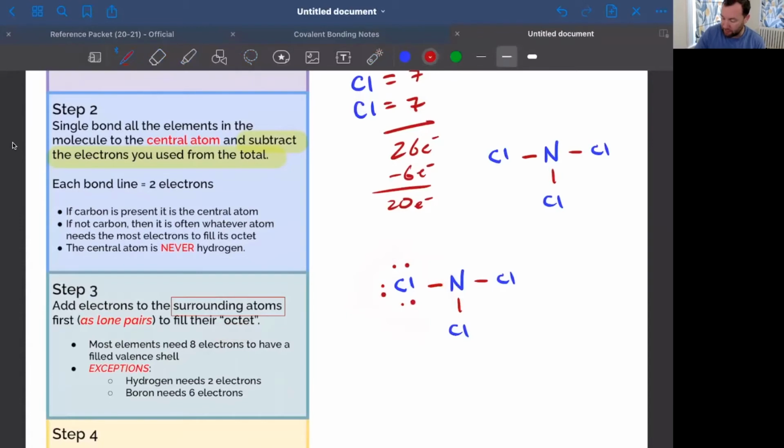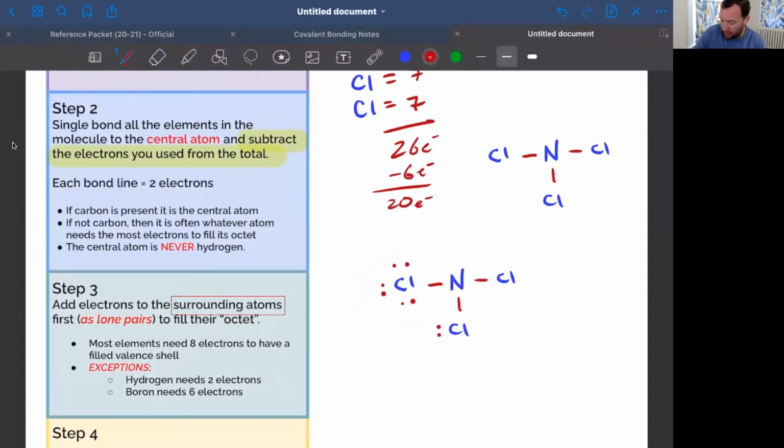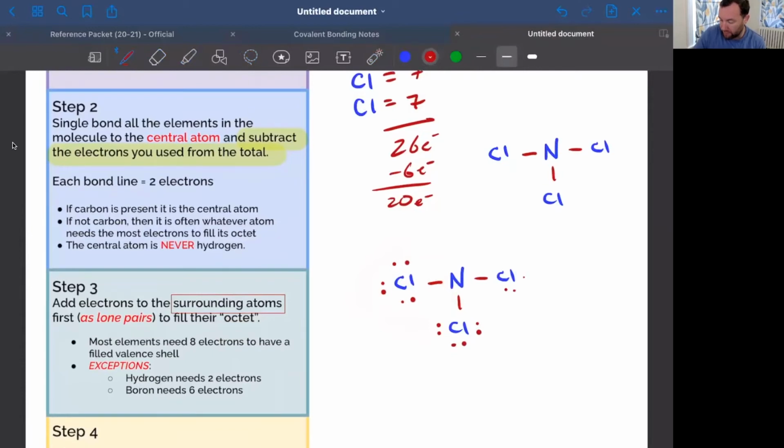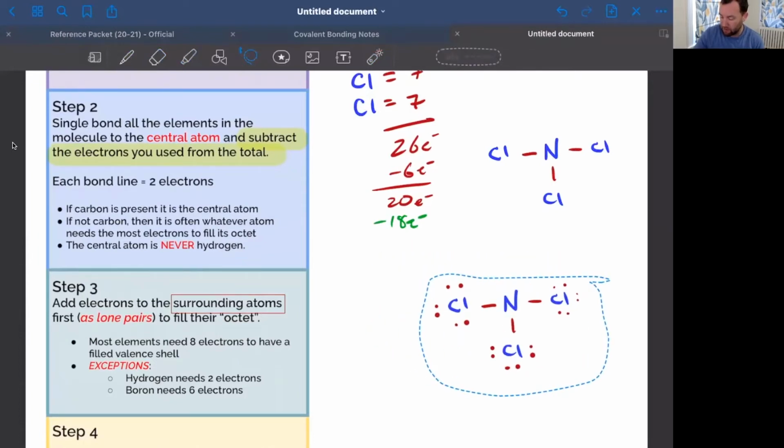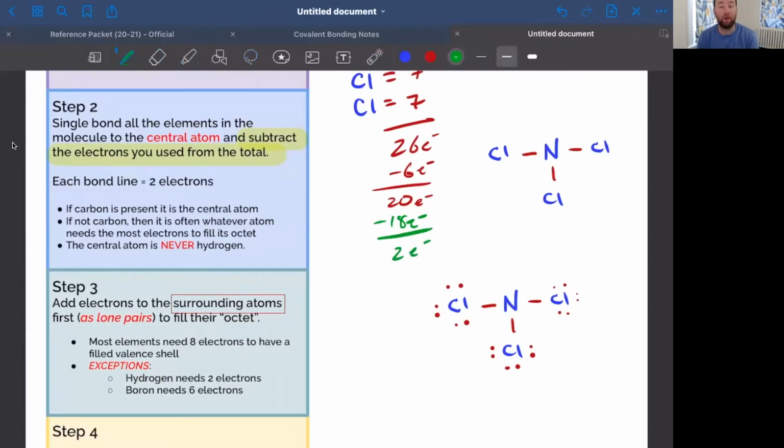So that's 6 that I've used. Then 7, 8, 9, 10, 11, 12. And then 13, 14, 15, 16, 17, 18. I've used 18 electrons. So minus 18 electrons, because I've used 18 electrons to fill the octet of the outside atoms. That means that I have 2 electrons remaining still to go in this molecule, right? It's always important to keep a good accounting of your electrons so you know how many remain. So 2 electrons still remaining in this molecule.